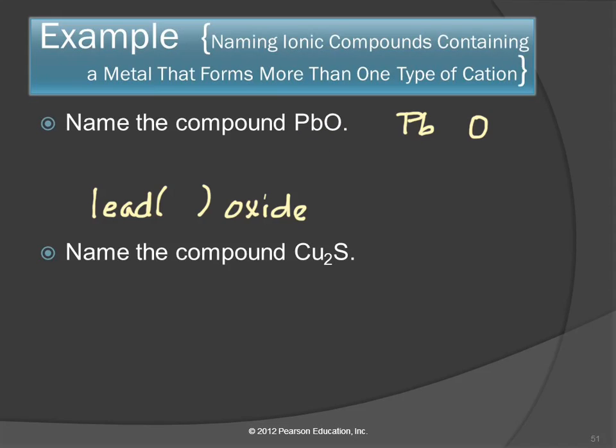What's the charge on the oxide ion? 2-. There's 1 of them. So we've got a total of -2 charge. We must have a total of +2 charge. There's only 1 lead. It must be 2+. Right? So this is lead 2 oxide. The Roman numeral tells us the charge. It does not tell how many of them there are. It tells us the charge.